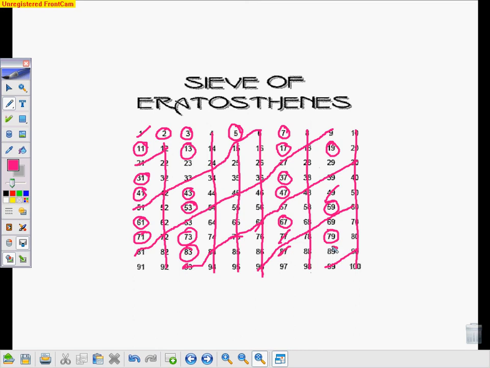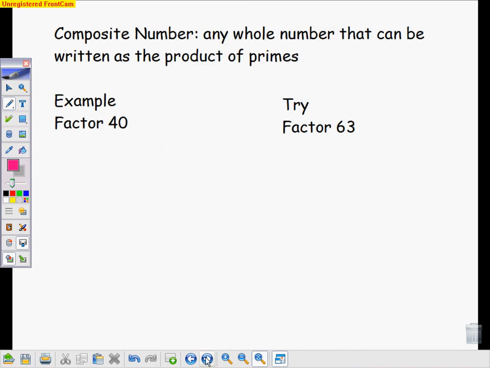It is crossed off already. And 97 is our last prime. There we go. So this list you might want to keep handy because it's going to help you in the next set, which is looking at composite numbers.